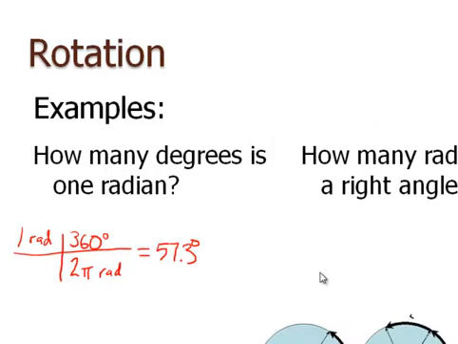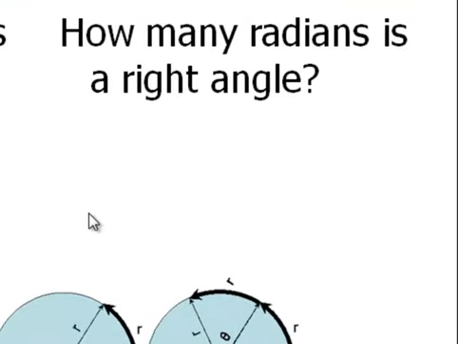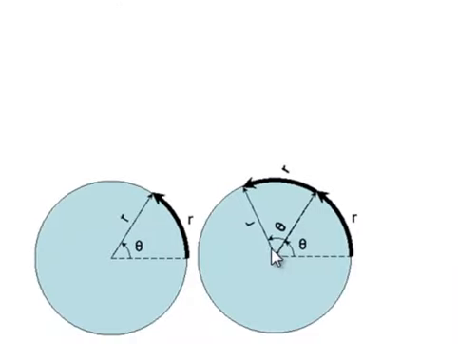Or another conversion example we could ask is how many radians is equivalent to a right angle. So looking at the diagram, a right angle would be coming in at a little more than 1 radian, a little less than 2 radians, so pretty close to 1.5. Let's do that conversion. We'll start with a right angle of 90 degrees, and then multiply that by the conversion factor of 360 over 2 pi.